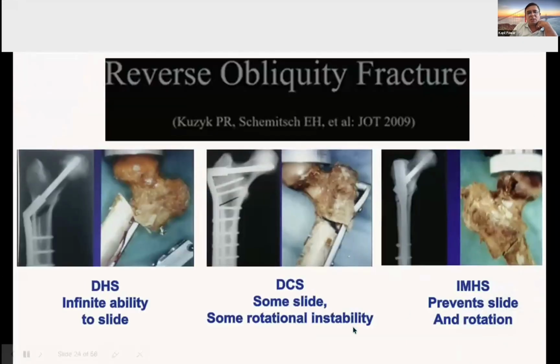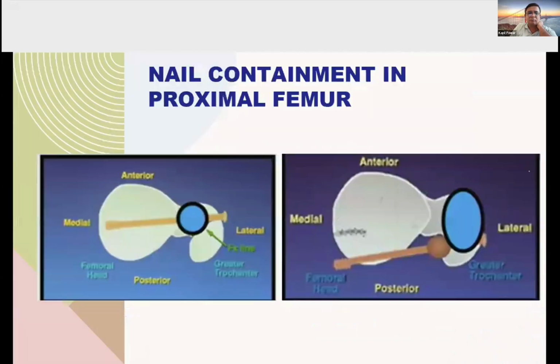So this, in a nutshell, is a biomechanical study which shows that DHS has an infinite instability. You can see the medialization going up to 1.5 centimeters. DCS is better, but it still will have some slide and some rotational instability, while a nail will not give you much of a slide, and it will give rotational stability as well.